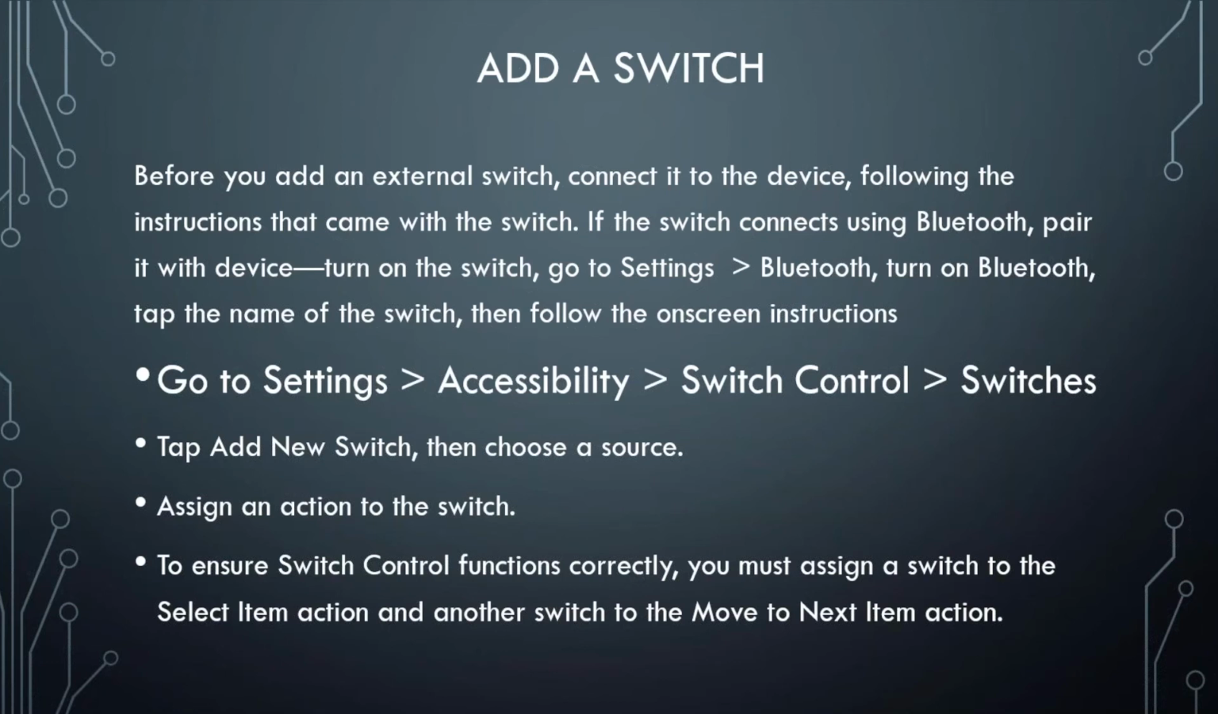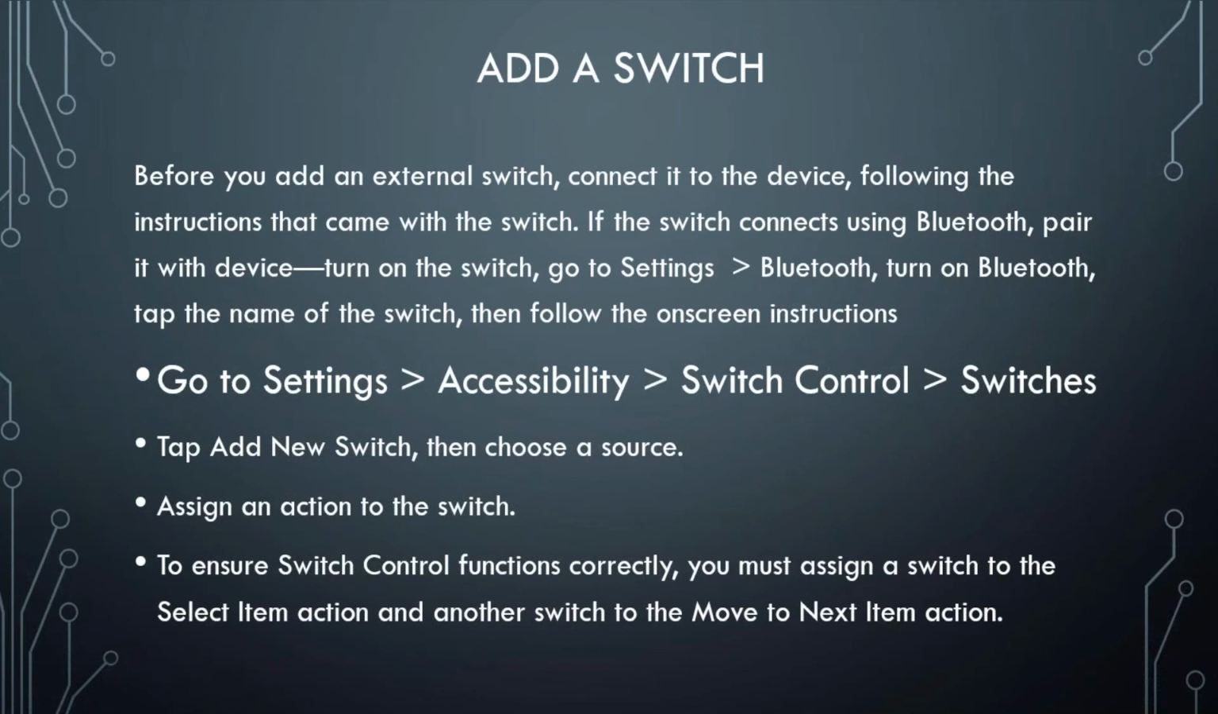To do that, you would turn on the switch, go to Settings, and then go to Bluetooth, turn on Bluetooth, and then tap the name of the switch, and then follow the on-screen instructions. After you have added the device, so the switch, to the Bluetooth, then you can go to Settings, Accessibility, Switch Control, and Switches. And then you can go ahead and add the new switch or choose the switch source. You can assign an action to the switch once you're in those settings.